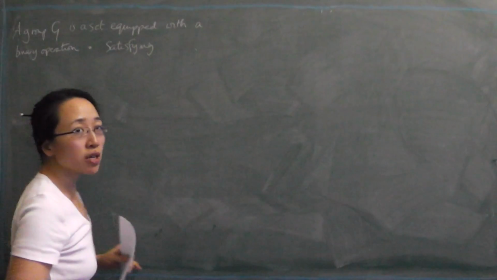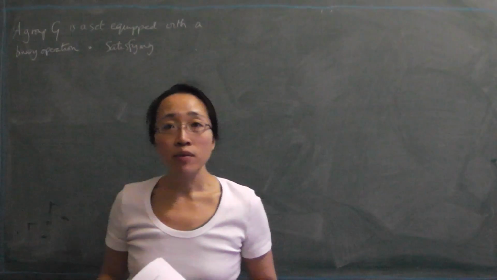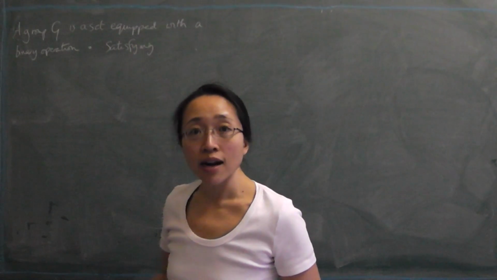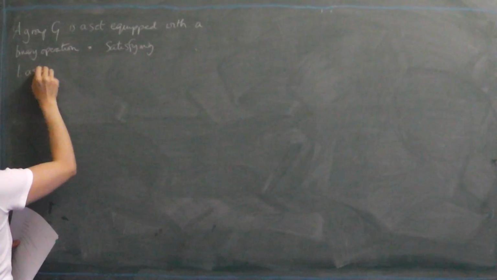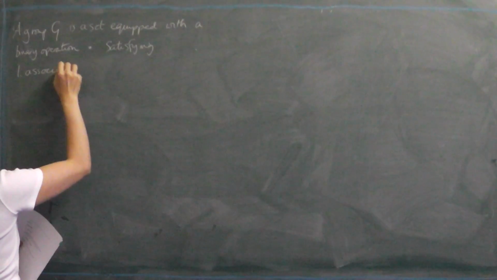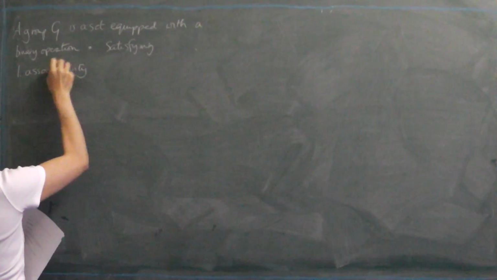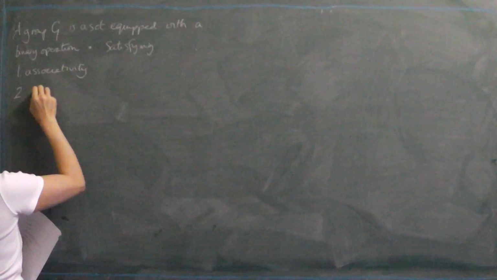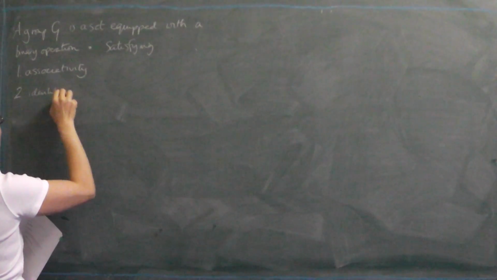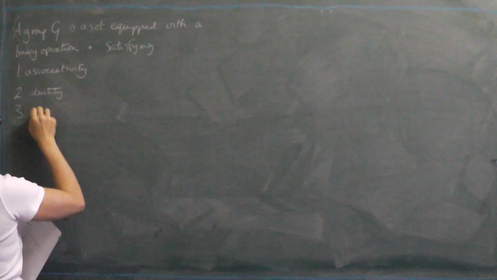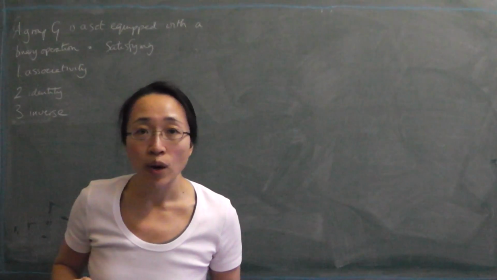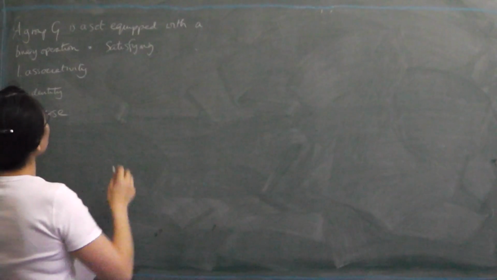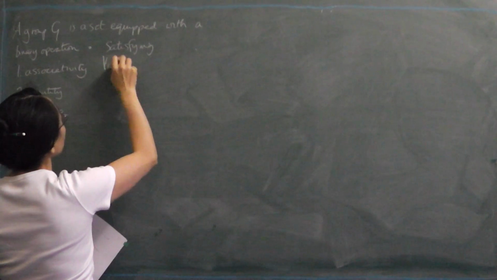The usual axioms: associativity, there has to be an identity, and everything has to have an inverse. So we've got associativity, there has to be an identity element, and everything has to have an inverse. So you should stop now and see if you can write down those axioms for yourself. Now I'll do them for you.